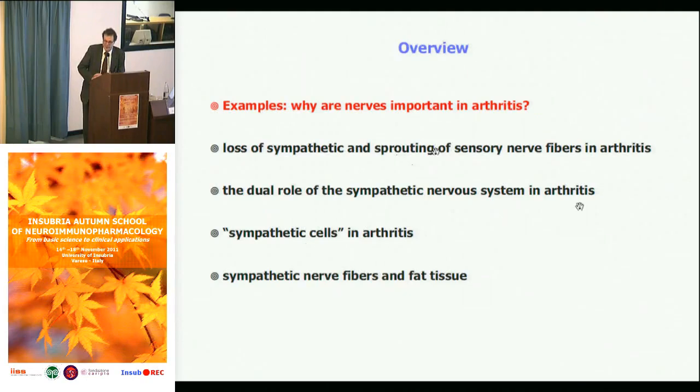This is in cooperation with the Varese group of Marco and Franca. So we call them sympathetic cells, but these are cells that produce catecholamines.